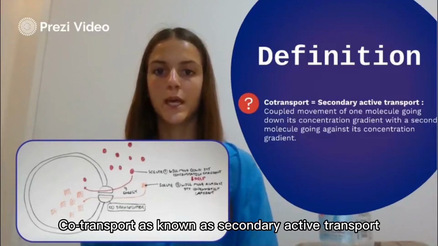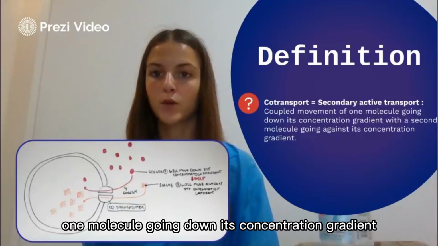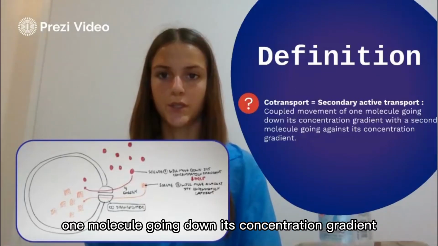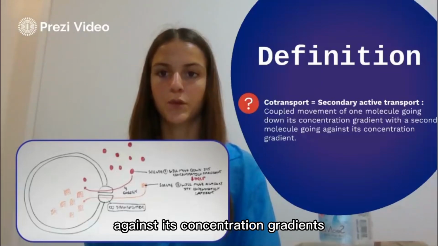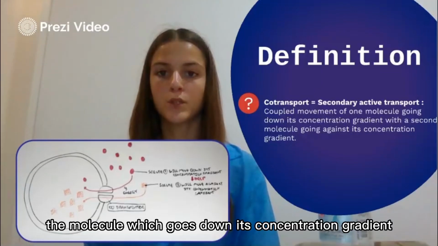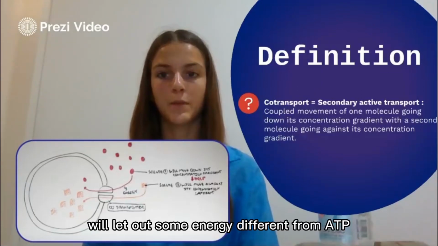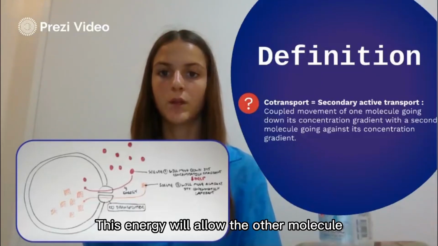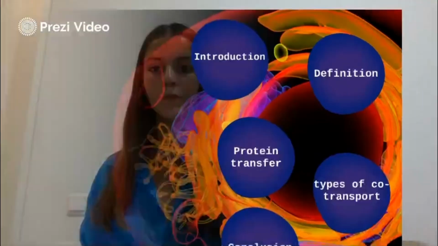Co-transport, also known as secondary active transport, is a coupled movement of one molecule going down its concentration gradient with a second molecule going against its concentration gradient. The molecule which goes down its concentration gradient will release some energy, different from ATP. This energy will allow the other molecule to move up against its concentration gradient.